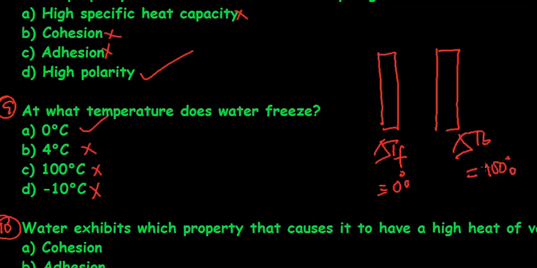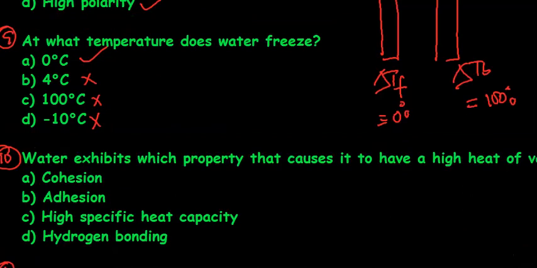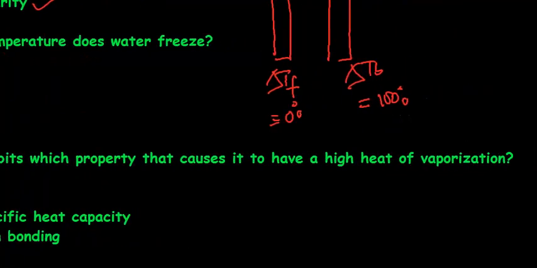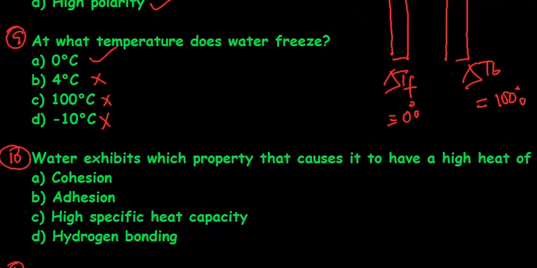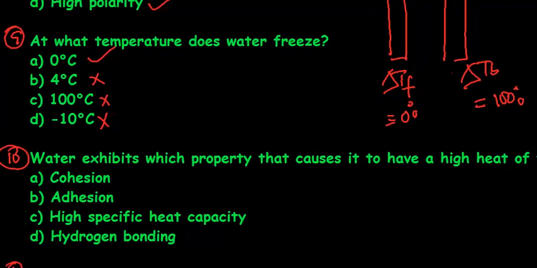What about question number 10? Question number 10 says, water exhibits which property that causes it to have high heat of vaporization? The answer is simply going to be hydrogen bond, or hydrogen bonding. Adhesion, cohesion, and high specific heat capacity are wrong.